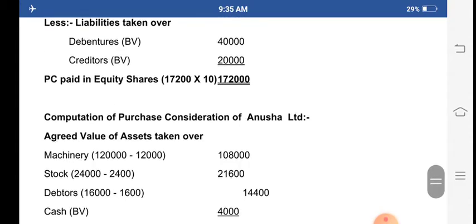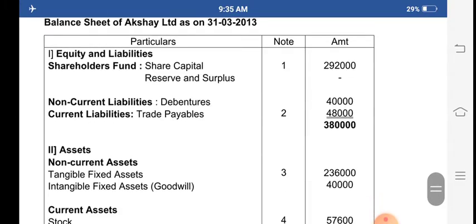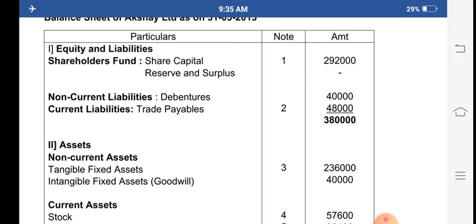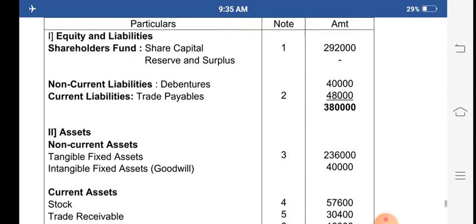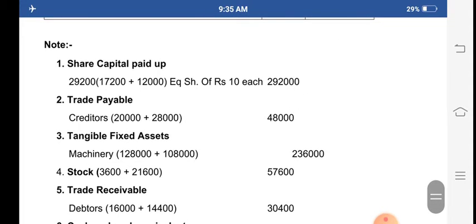Next, just see the current liabilities, trade payables. For this purpose there is a working note. Working note number 2, trade payables, creditors: 20,000 plus 28,000, the total is 48,000. So how is it 48,000? It is 20,000 plus 28,000.